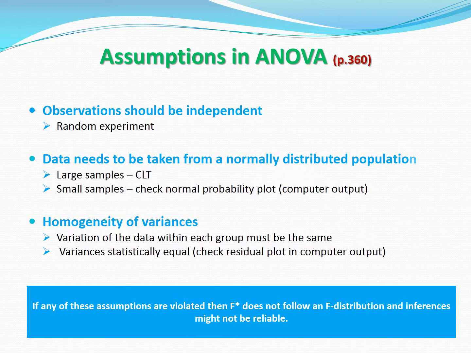Then the last assumption is the homogeneity of variances. There we check whether the variance of the data within each group is the same. So they need to be statistically equal, and we can check that from the residual plot on the computer output as well. Then if any of these assumptions are violated, it means that your F statistic does not follow the F distribution, and your inferences or your conclusions that you draw from your hypothesis test might not be reliable then.